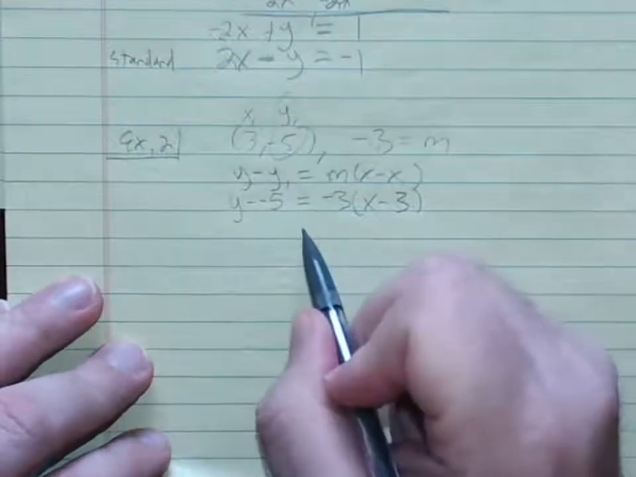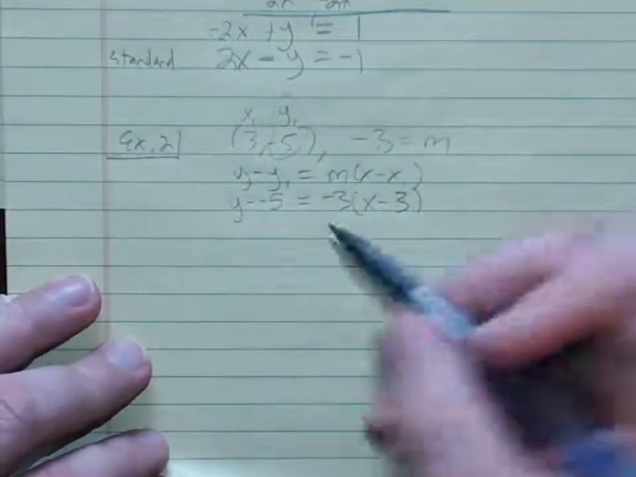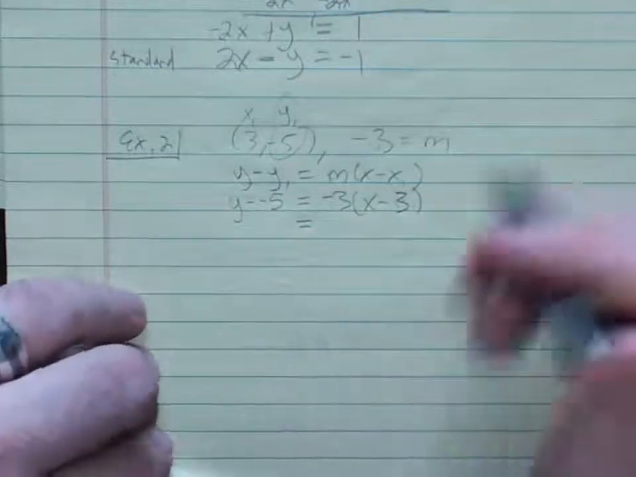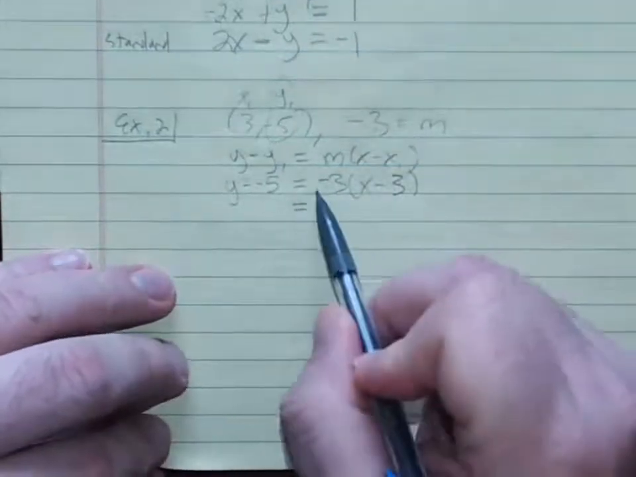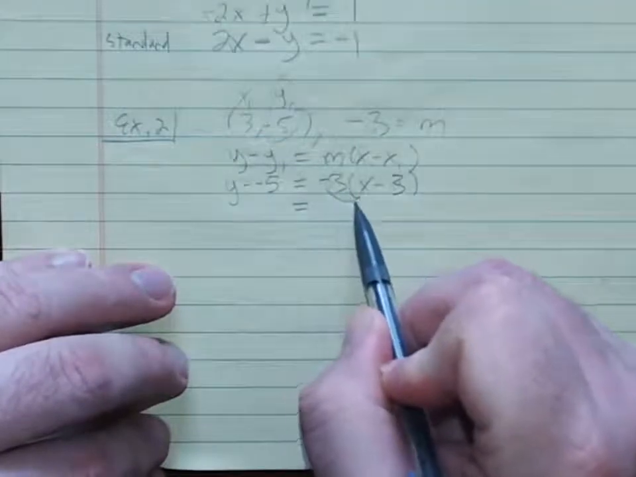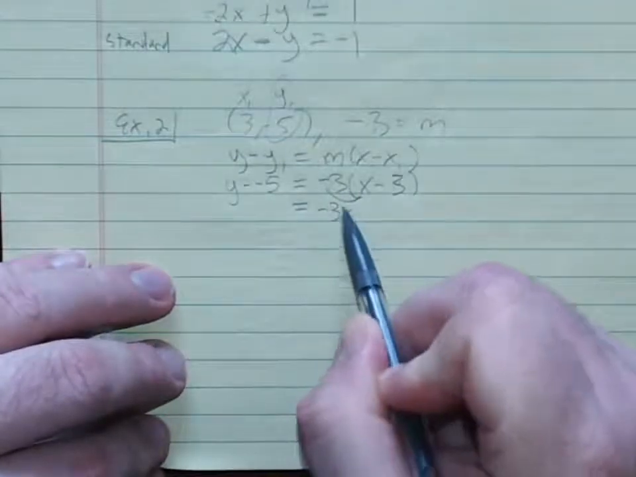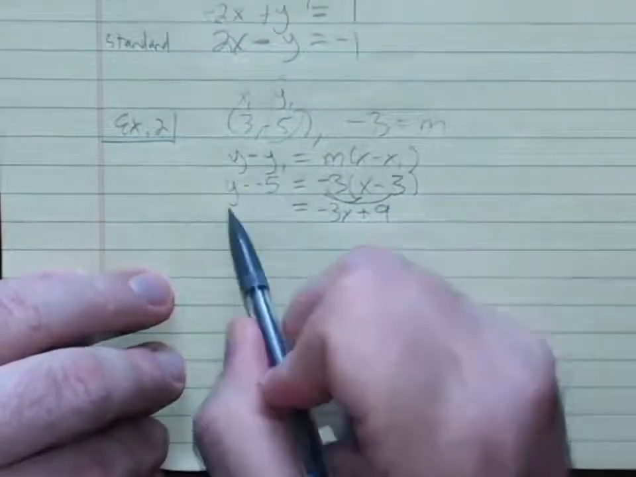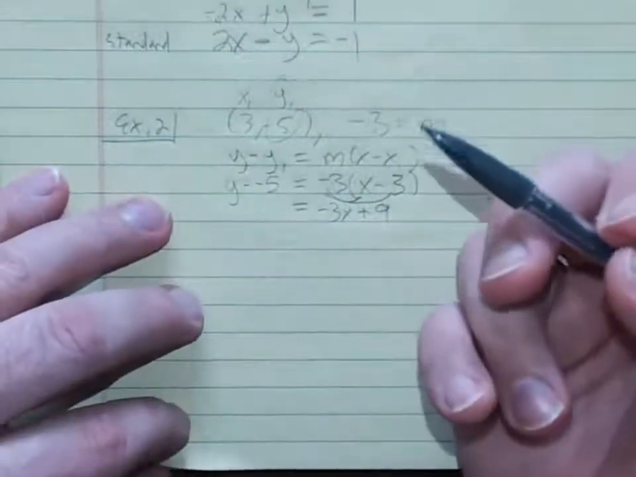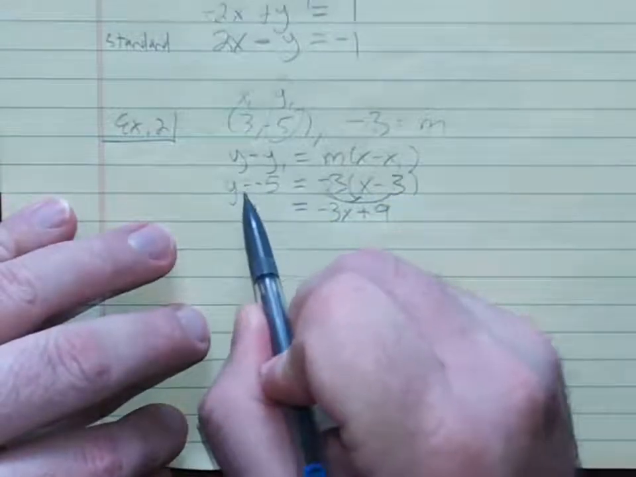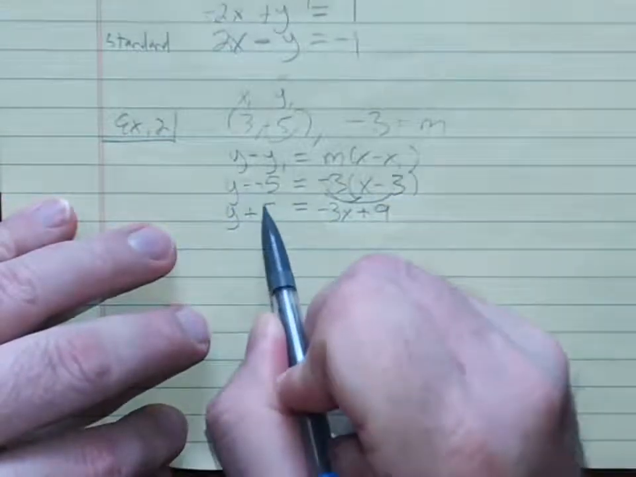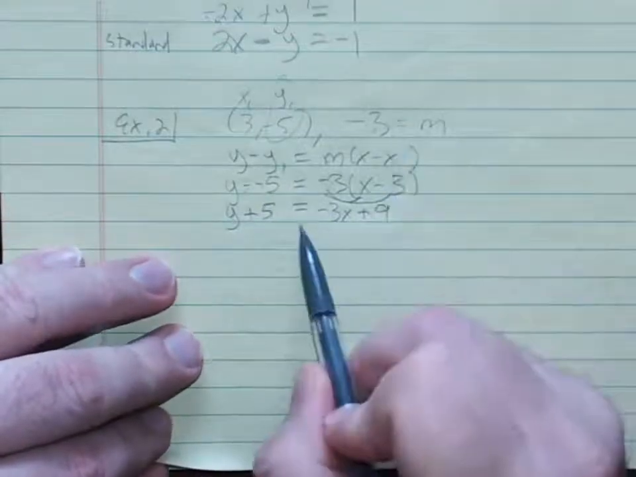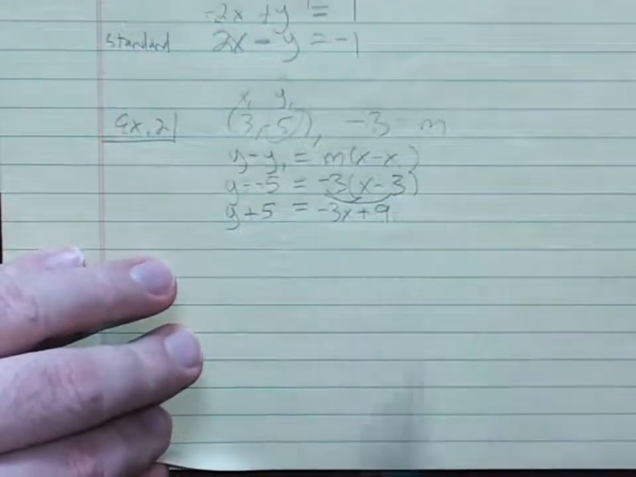Now let's just put it in slope-intercept and call it a day. So next move, we're going to distribute the negative 3. Negative 3 times x is negative 3x. Negative 3 times negative 3 is positive 9. On the left side, normally I would just copy it because I'm not adjusting anything. I did notice there are 2 negatives, and 2 negatives make a positive. So I'm just going to make that adjustment as I copy it. So I get y plus 5 equals negative 3x plus 9.